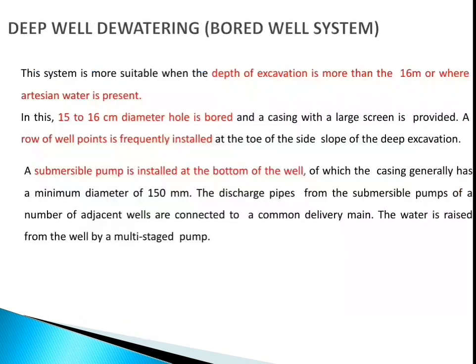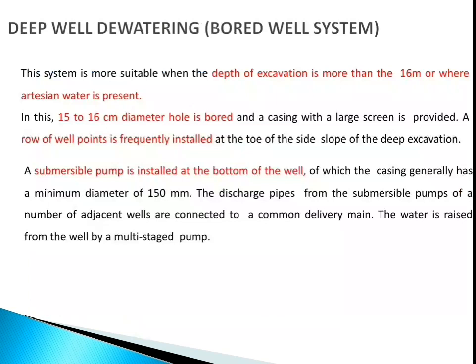Next one is deep well dewatering, also known as the bored well system. This system is most suitable when the depth of excavation is more than 16 meters or where an artesian well is present. In this, a 15 to 16 cm diameter hole is bored and a casing with a large screen is provided. A row of well points is frequently installed at the toe of the side slope of the deep excavation.